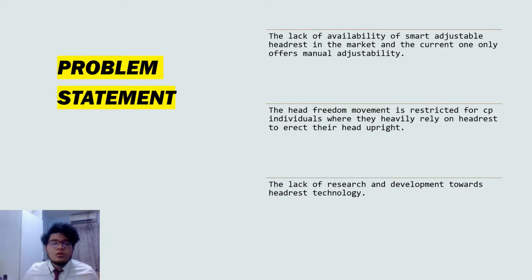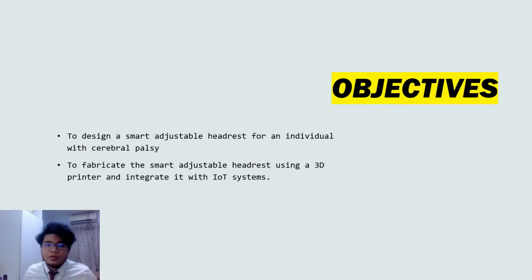Okay, my problem statement. Firstly, there is a lack of availability of smart adjustable headrests in the market, and the current ones only offer manual adjustability, like I said earlier. Then, head freedom of movement is restricted for cerebral palsy individuals, where they heavily rely on headrests to keep their head upright. What it means is that the headrest will make sure their head stays upright, like what I'm doing right now. And then there is the lack of research and technology towards headrest technology.